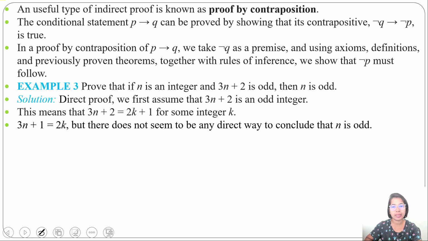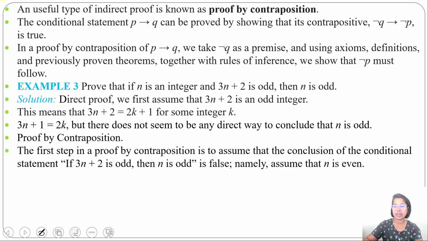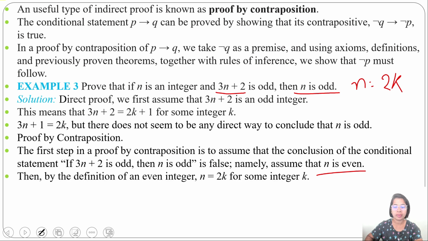Let's try to prove by contraposition. That means negation Q is true. Negation Q is true means n is even. N is not odd, n is even. When n is even, we can write n equals 2k. With n equals 2k, look at 3n plus 2. In place of n, we can replace 2k. So it will be 3 multiplied by 2k plus 2. It will be 6k plus 2.